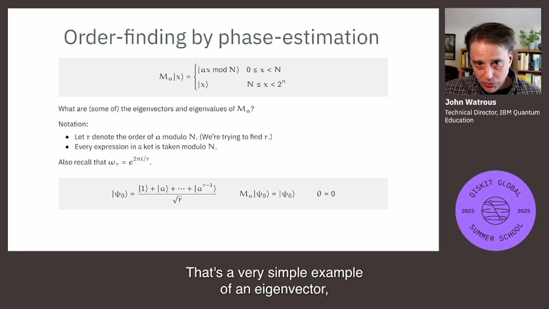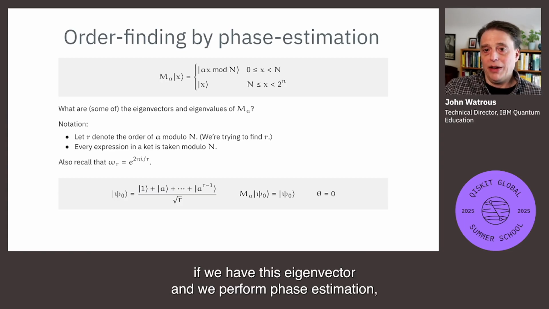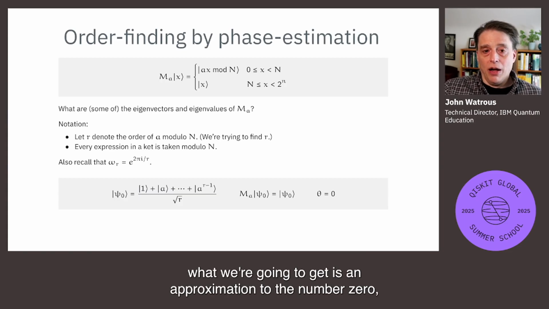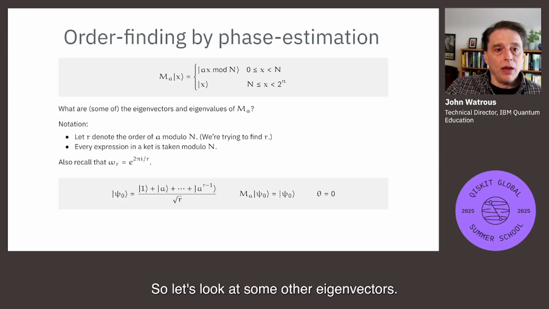That's a very simple example of an eigenvector, but it doesn't turn out to be all that useful, because if we have this eigenvector and we perform phase estimation, all we're going to get is an approximation to the number 0, and that doesn't tell us anything about the order. So let's look at some other eigenvectors.